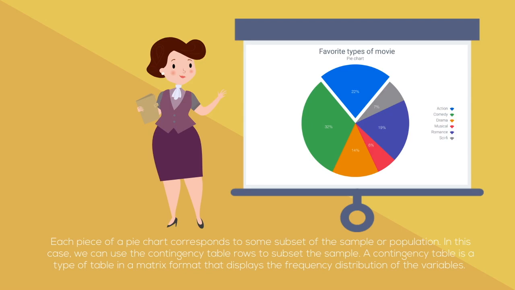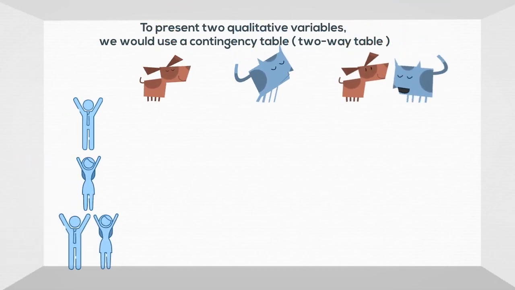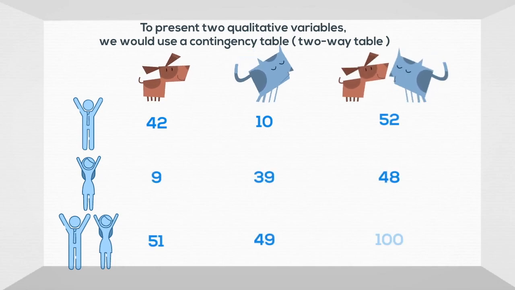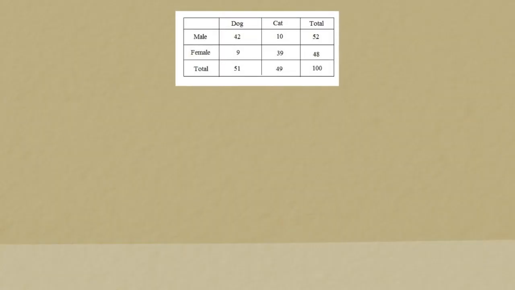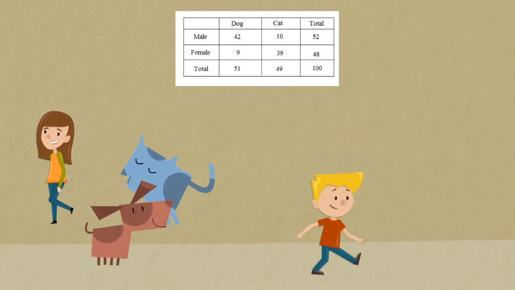A contingency table is a type of table in a matrix format that displays the frequency distribution of the variables. A two-way contingency table is a display of counts for two categorical variables in which the rows represent one variable and the columns represent a second variable. For example, from the following contingency table, we can clearly see that females prefer cats more than dogs, and males prefer dogs more than cats.